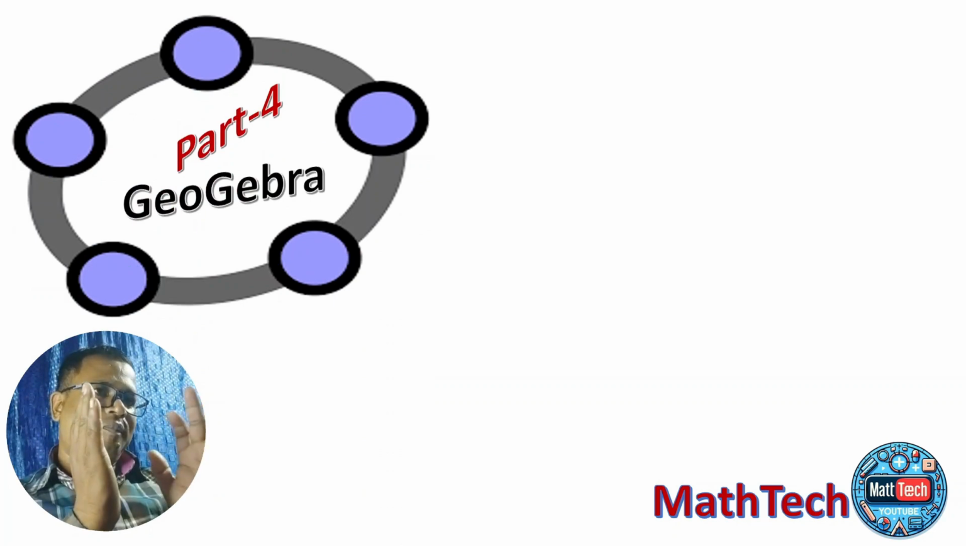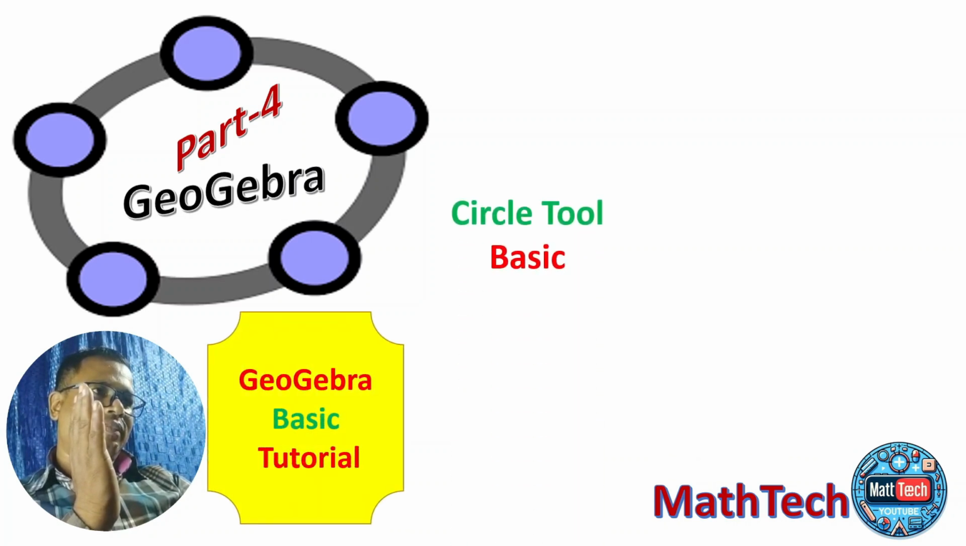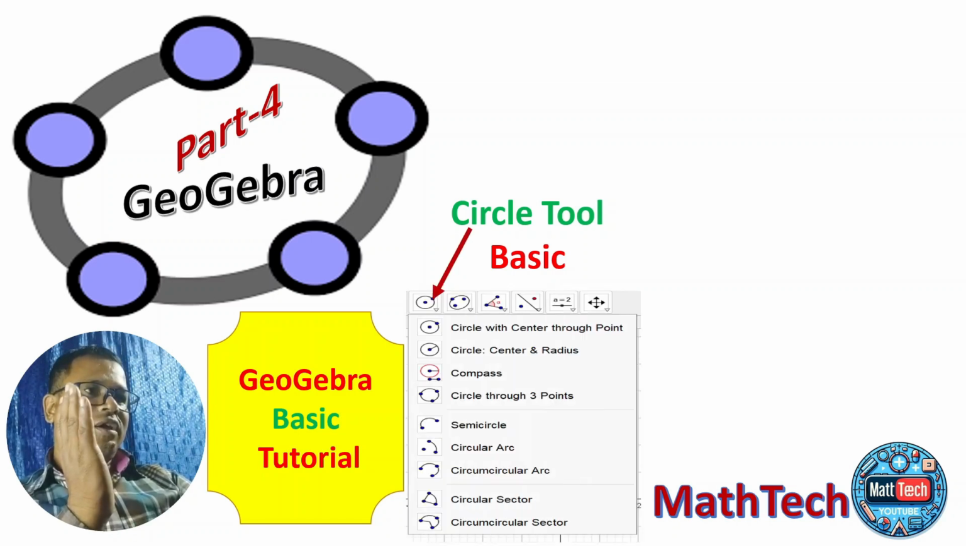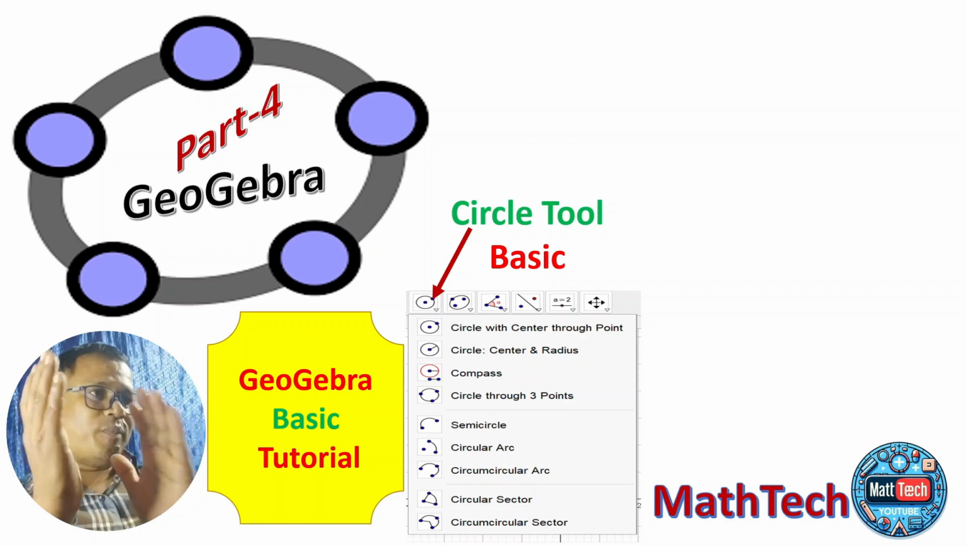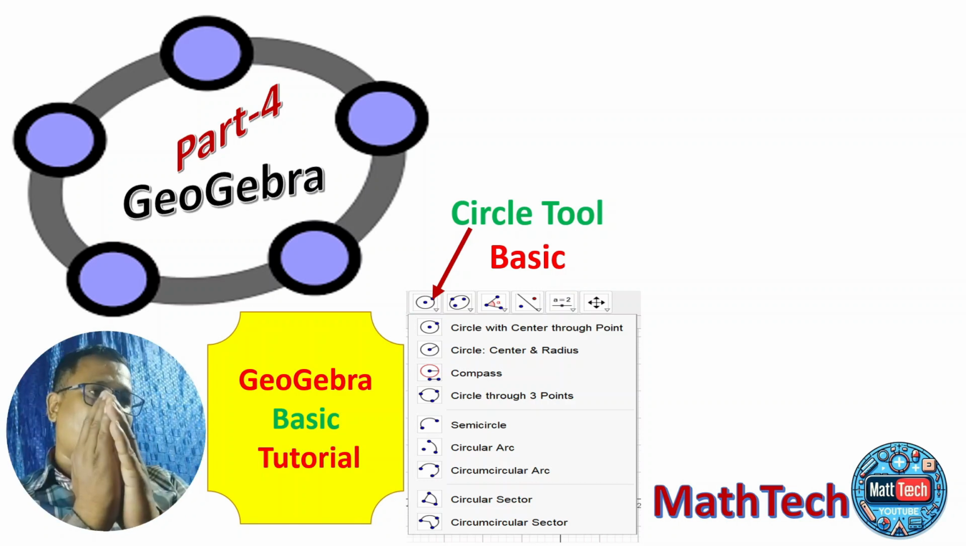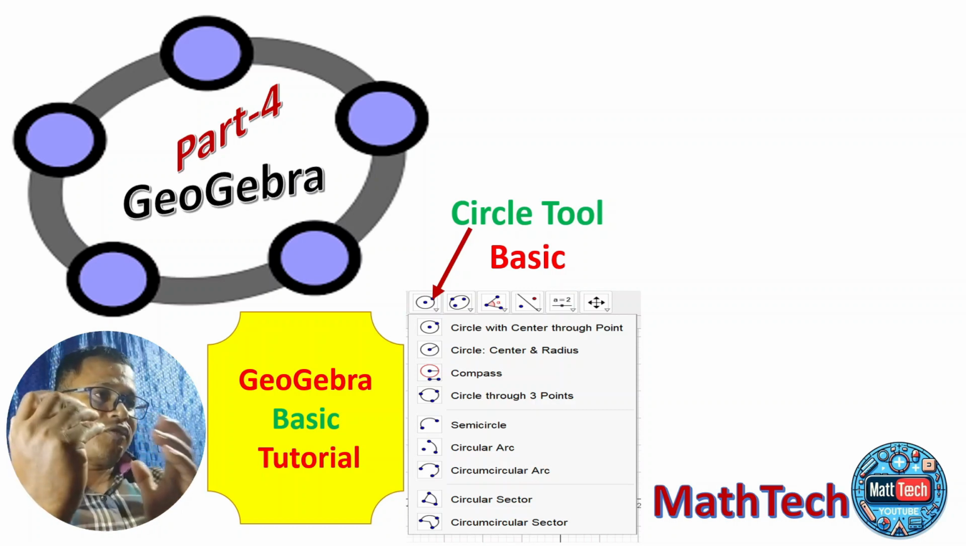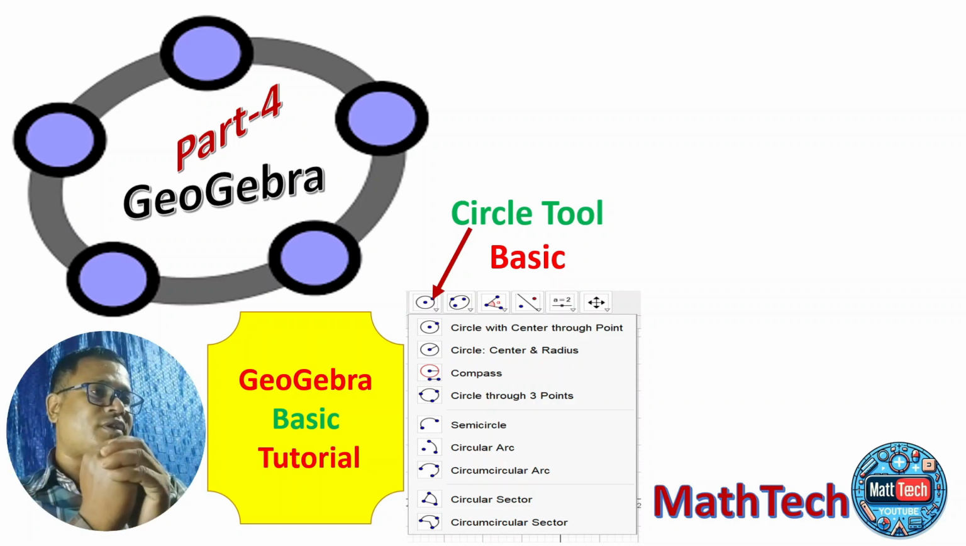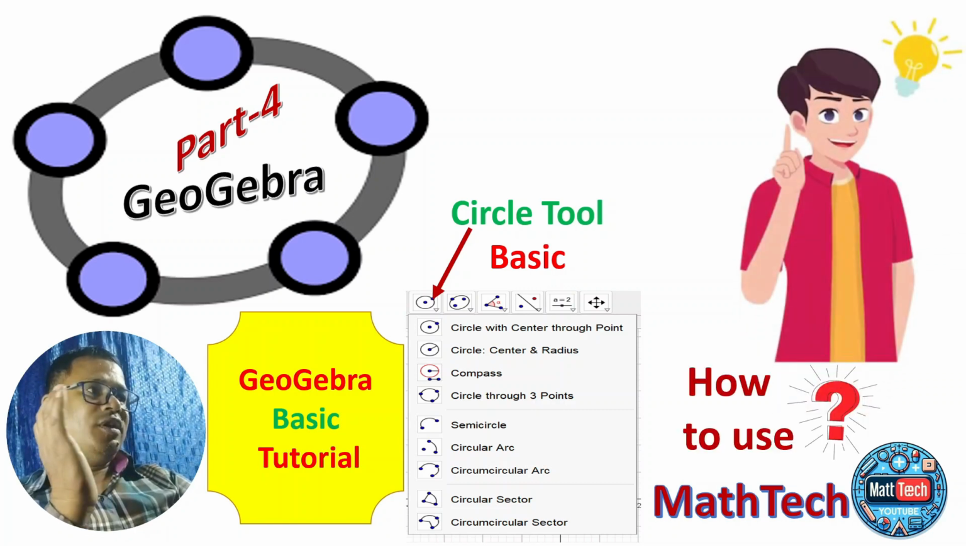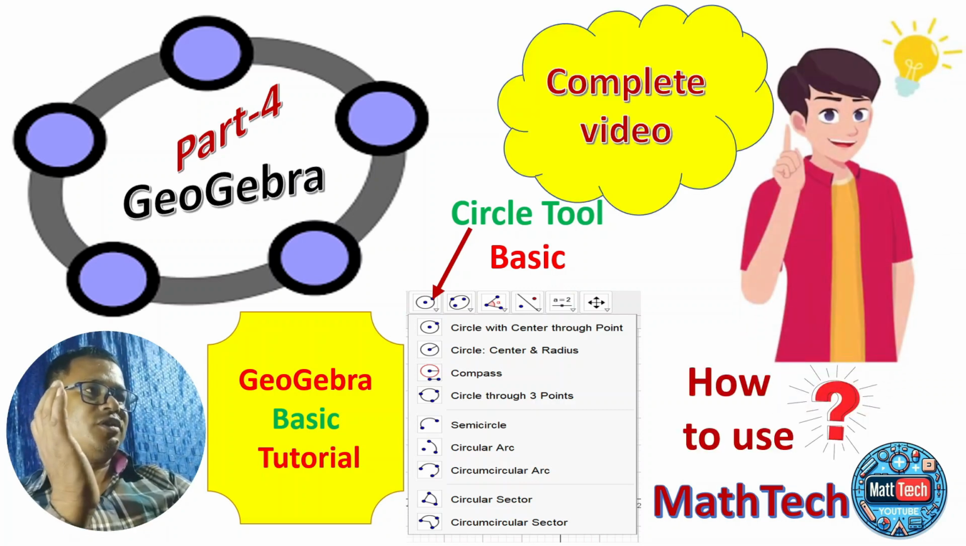This is part 4 of GeoGebra, related to how to use the circle tool. It is a basic tutorial related to the circle tool. With the help of this tool, we will learn how to draw a circle with center through point, a circle when center and radius are given, a circle using compass, a circle passing through 3 points, how to draw a semicircle, how to draw a circular arc, circumcircular arc, circular sector, and circumcircular sector. That means this is the complete video related to the circle tool.